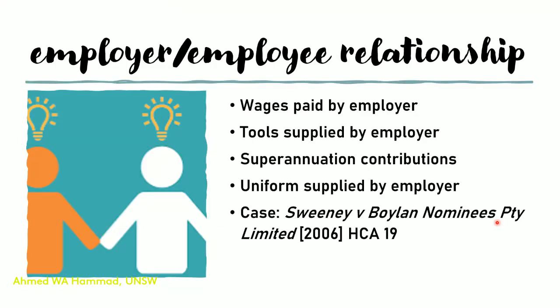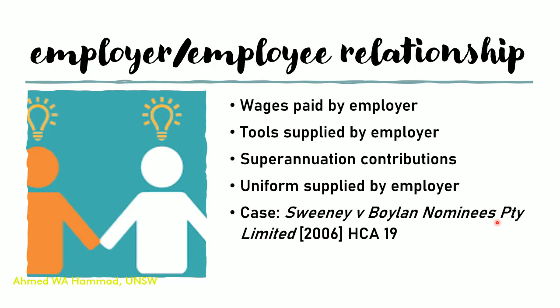As I said, in tort law, in order for the vicarious liability to hold, you have to establish an employer-employee relationship. And the way this is done is by looking through several elements. Now, the first element is wages. Wages paid by the employer to the employee. If the answer is yes, then it's most likely that there is an employer-employee relationship.